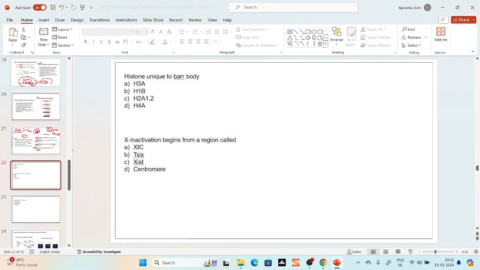Now let us see some questions. Histone unique to Barr body is H3A, H1B, H2A 1.2 or H4A. I am giving 1 minute to think, and then I will switch the screen to see the answers. I think we have already studied about it.